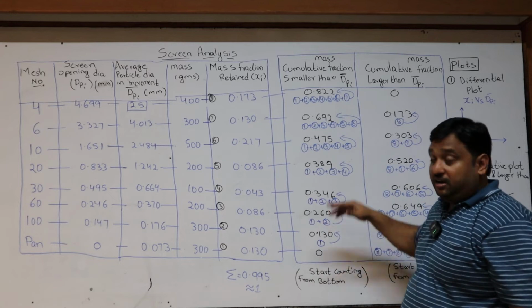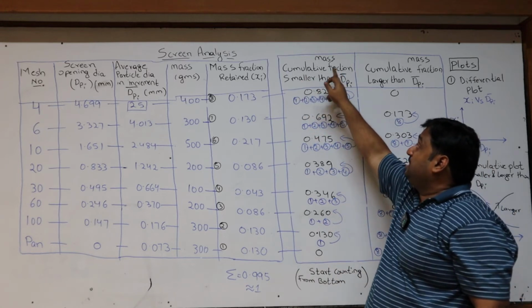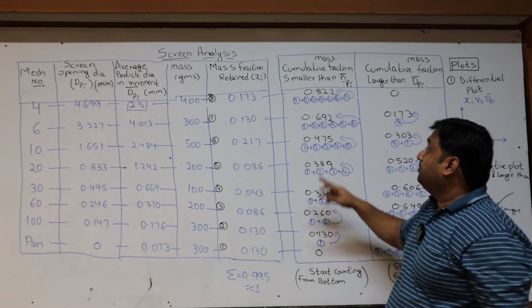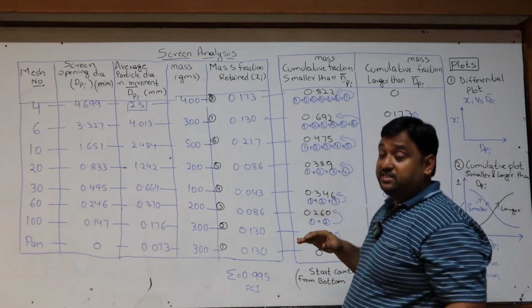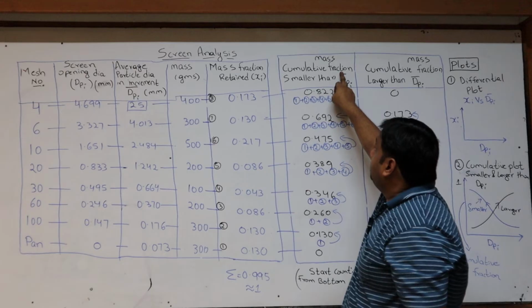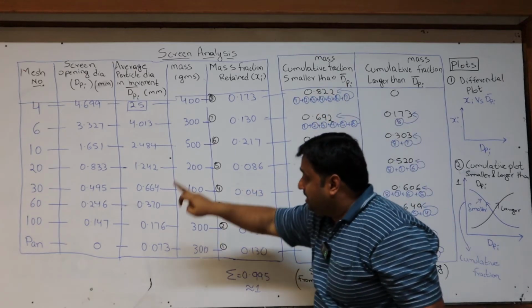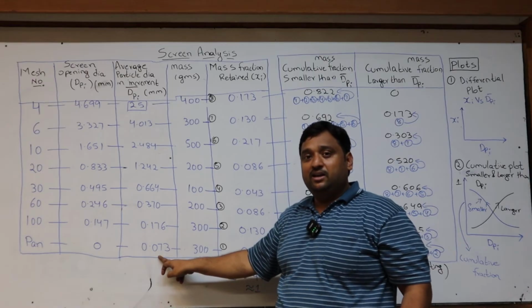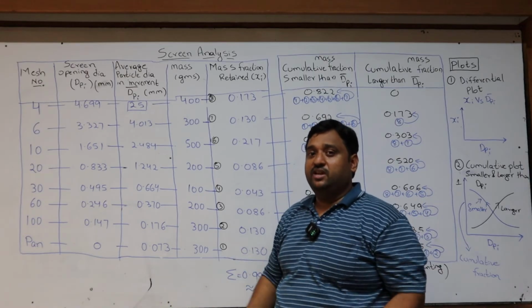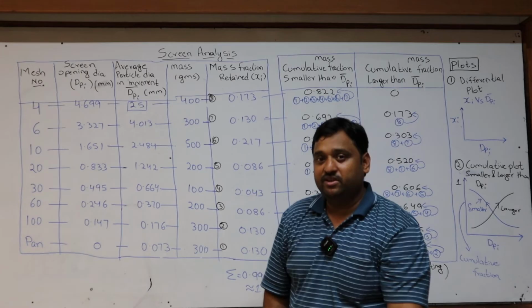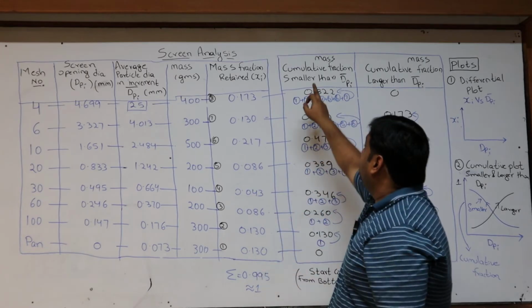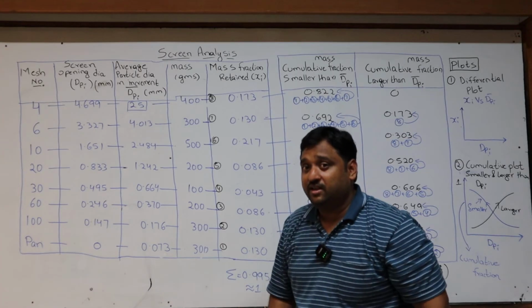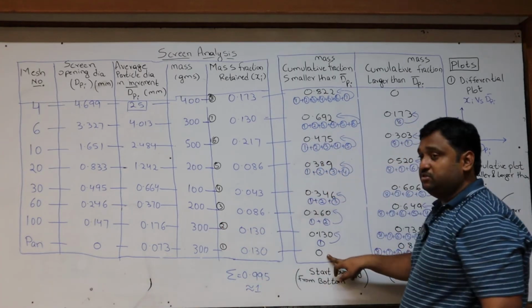Then let us take this example. Cumulative mass fraction smaller than dpi. I have to start from the bottom. Please catch. Cumulative fraction smaller than 0.073, because our minimum particle diameter is 0.073. There is no diameter below 0.073. That is why, for cumulative fraction smaller than this, there is nothing. So that is why it should start with 0.